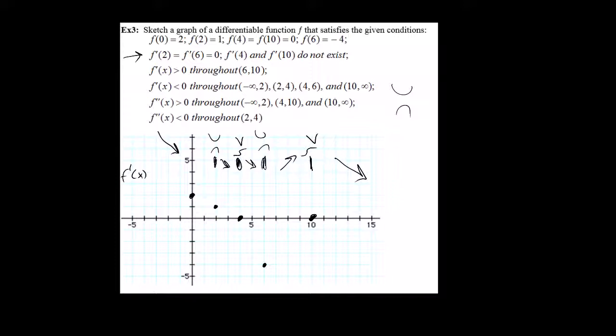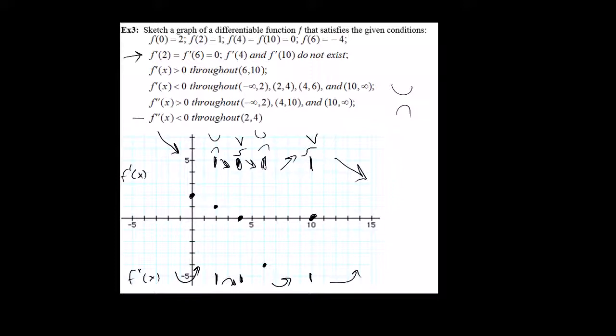Now let's move on to the double derivative. F double prime is greater than 0. F double prime is concavity, so if it's greater than 0, then it's concave up. Between negative infinity and negative 2, we are concave up. Between 4 and 10, we're concave up again. And from 10 to infinity, we're concave up. Now, f double prime of x is less than 0, so that means we're concave down between 2 and 4.